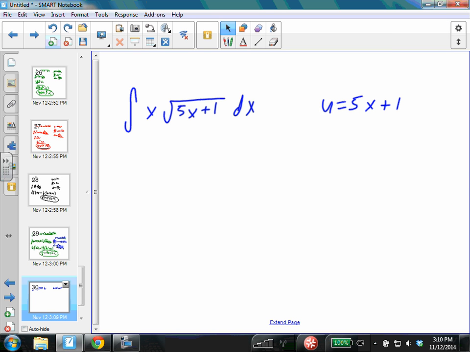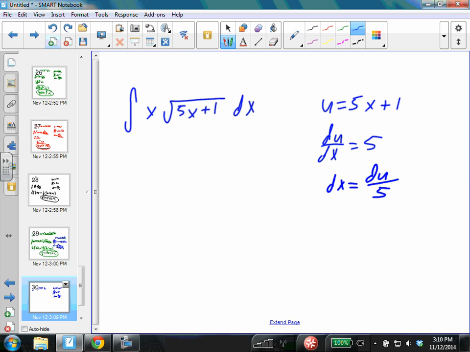Because when I take the derivative of this, which I do want to take, du dx is going to be what? 5. So dx is going to equal du over 5. And say what you said again, Landon. Yeah, what I have right here is not sufficient to get rid of that x on the outside.